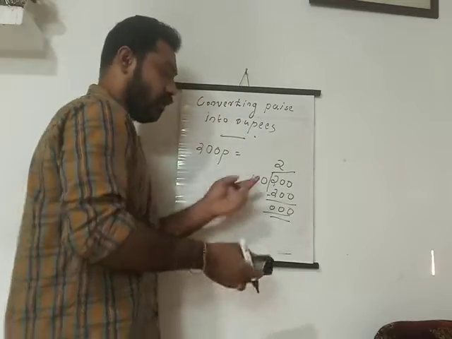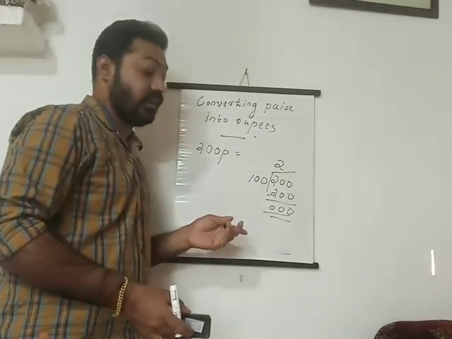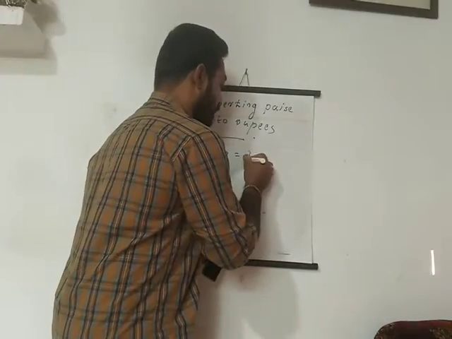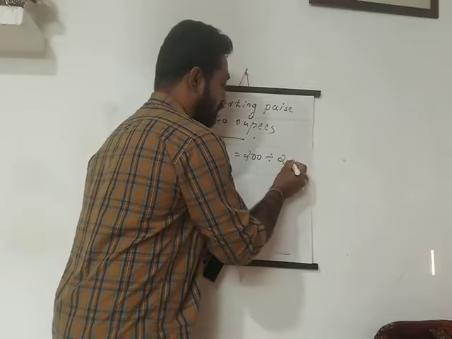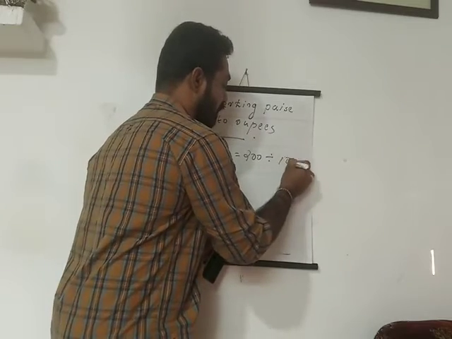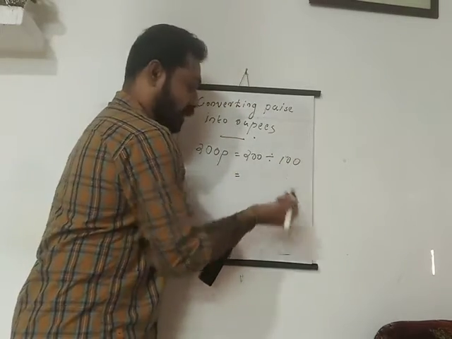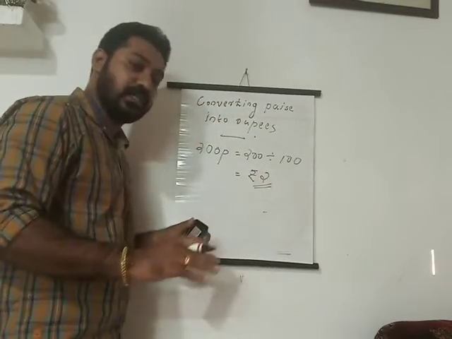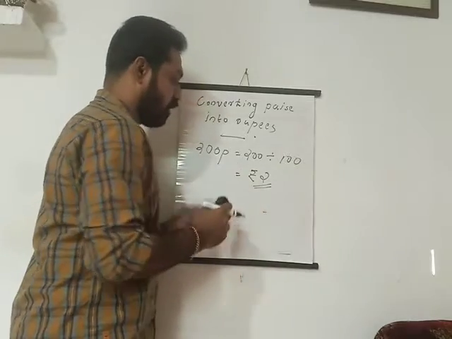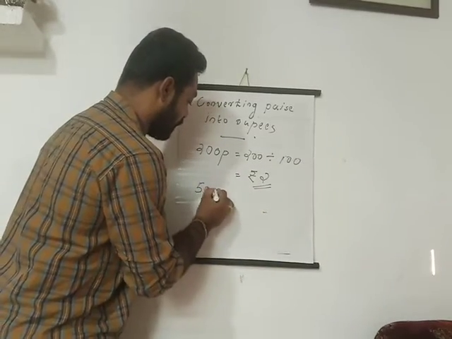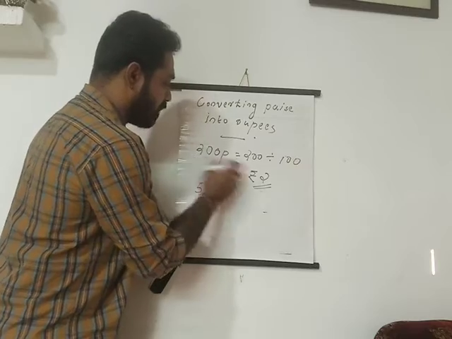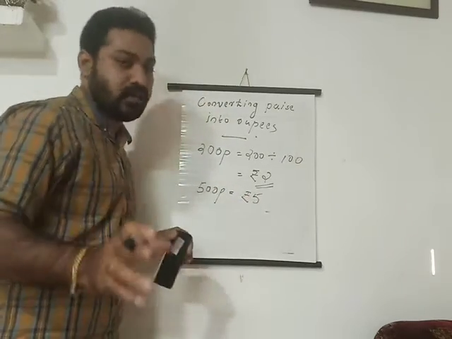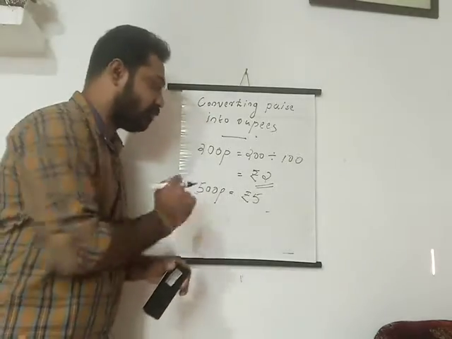This kind of thing may be difficult. Dividing by 100, we have to know that when we divide a number by 100, we will get rupees 2, isn't it? There is one simple method. So this is 200 paise. If 200 paise becomes 2 rupees, then 500 paise will be rupees 5. Understand? 500 paise means 5 into 100, we got 500 paise.